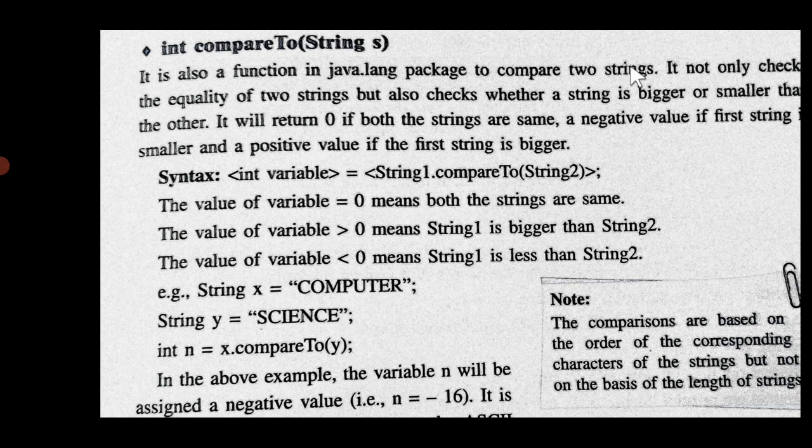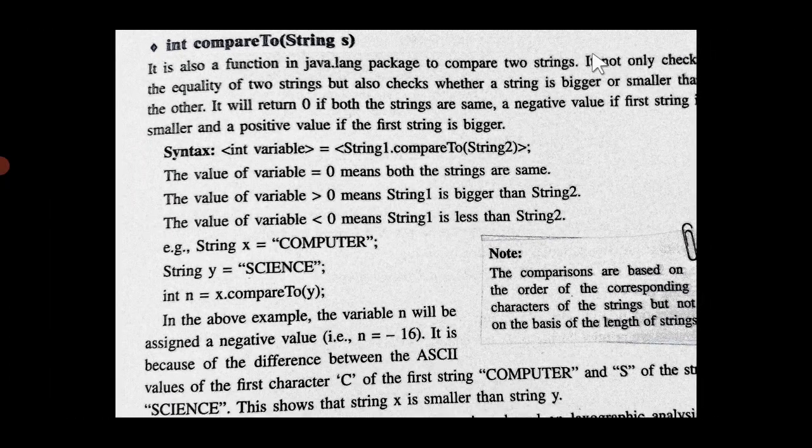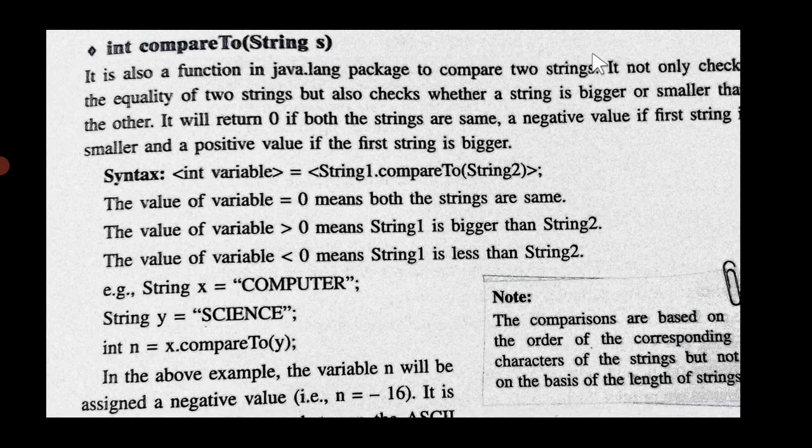Here we are comparing two strings. It not only checks the equality of two strings, but also checks whether a string is bigger or smaller than the other. So not for equality only, it checks whether the string is smaller or bigger. So it will return 0 if both strings are same, a negative value if the first string is smaller, and a positive value if the first string is bigger.